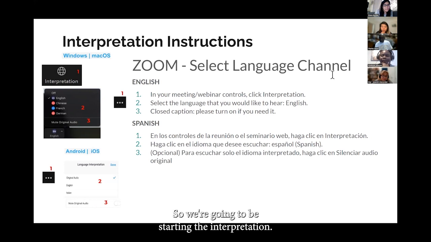Thank you. So we're going to be starting the interpretation. Just remember, even if you speak English, please click and enter into the English room so you can hear when Marina or other Spanish speakers share something, so you can hear it in English. And you can go on to the next slide.